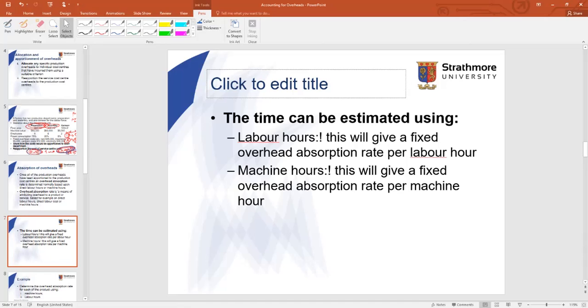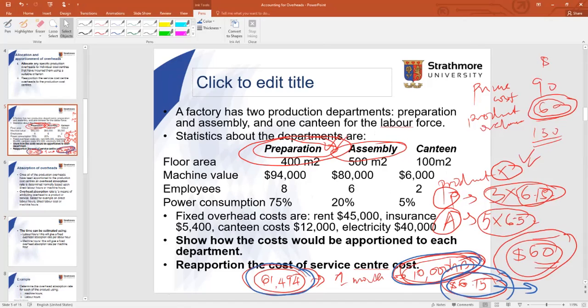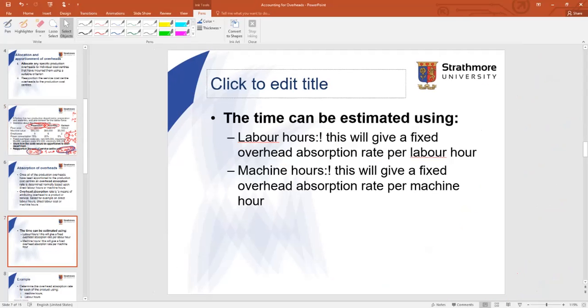So if for instance, let me go back to the question. In the preparation department, we got 61,494. So, just to explain more, if for instance we have to use machine hours. Here we used labor hours, and we assumed the hours spent in that month was 10,000 hours.